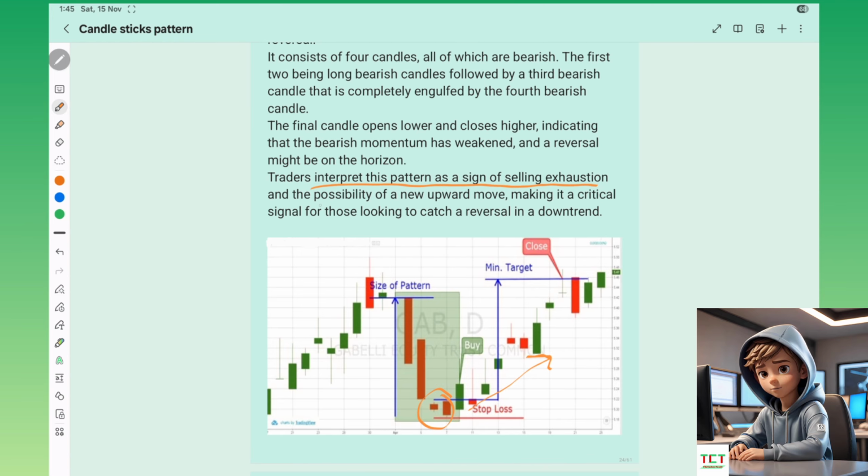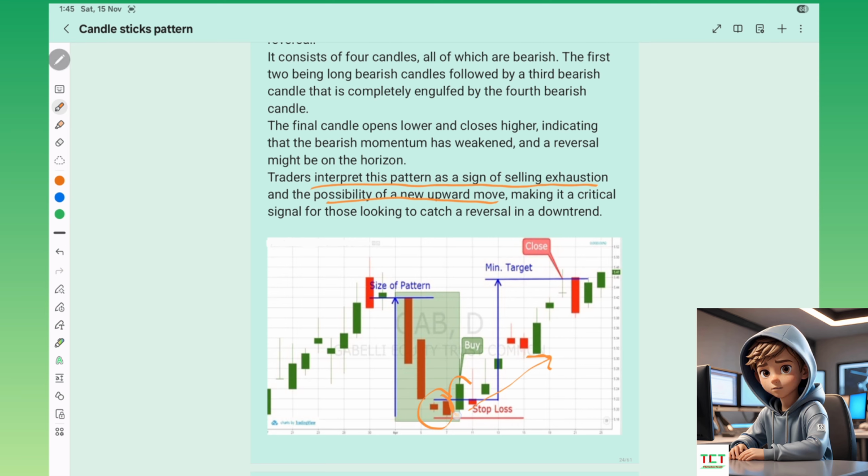When you see 4 bearish candles, but the last one shows weakness by engulfing the previous one, it means a reversal might be on the horizon. This pattern is quite rare, so when you spot it at the bottom of a significant downtrend, pay close attention. It's a critical signal for those looking to catch a reversal.